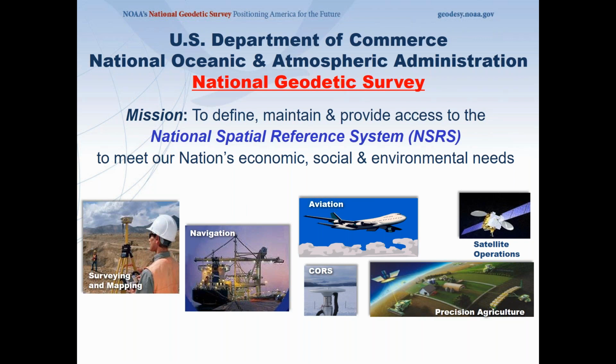It is to help our national economy and social and environmental needs. We do a lot of work with the FAA and airport surveys. We do a lot of navigation work for the nautical charts. We do a lot of work with surveyors and private industry. We do a lot of work with precision agriculture, and we do a lot of work through our Continuously Operating Reference Stations for people who are doing GIS work in the country.